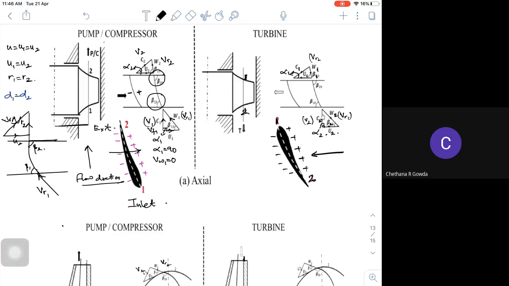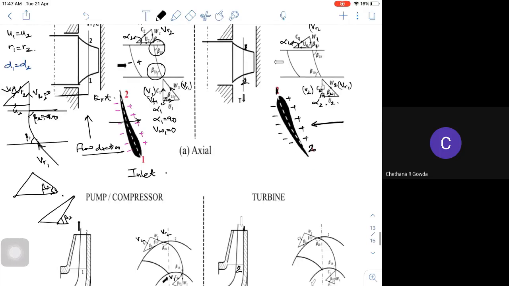Now, if beta 2 is 90, once again VW2 will be 0. If beta 2 is less than 90, I may get a triangle something like this. If beta 2 is greater than 90, I may get a triangle something like this. This is my beta 2. This is my beta 2. This is an exercise you might have done in your turbo machinery course. Fine. Depending upon my beta 2, I'll be getting the corresponding velocity triangles, whether beta 2 is less than 90 or greater than 90, whatever it may be. Fine. This is about the simple case for a pump or compressor.